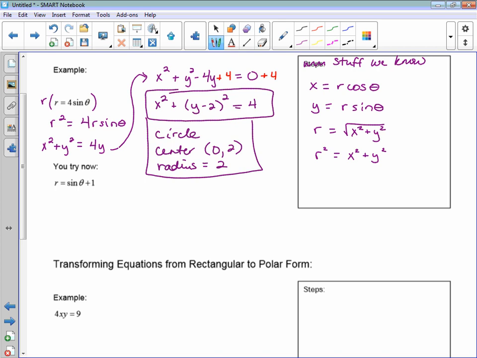Yes. So, are you okay with multiplying by r? Give me r squared over here. I know r squared is x squared plus y squared, so I'm just replacing that. And then if you ignore the 4, r sine of theta is y. So plugging it in and moving it over. Okay, try the next one, guys.